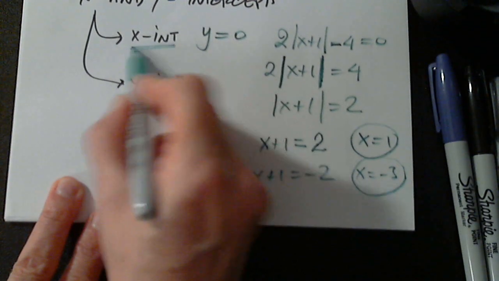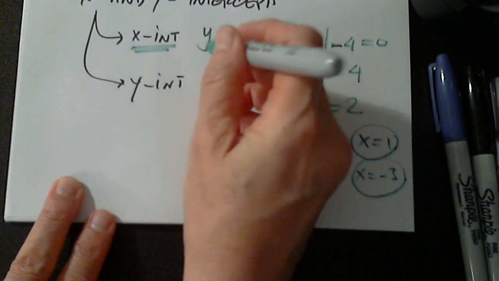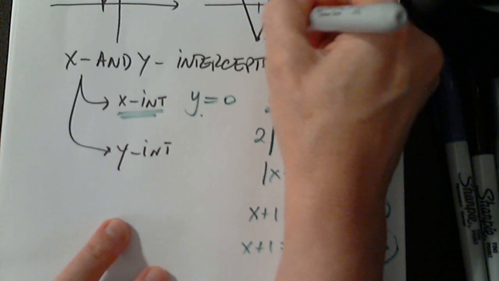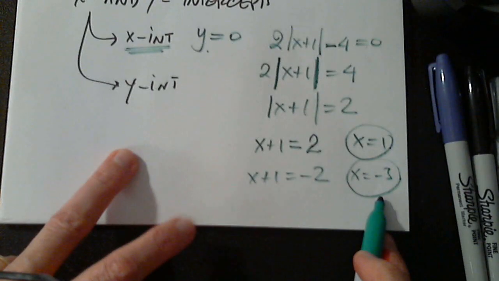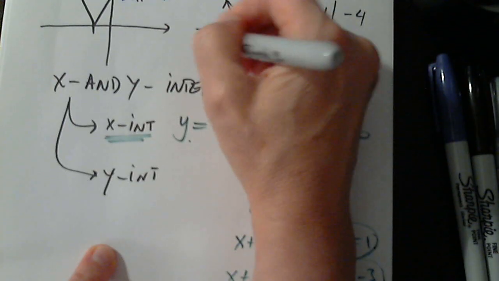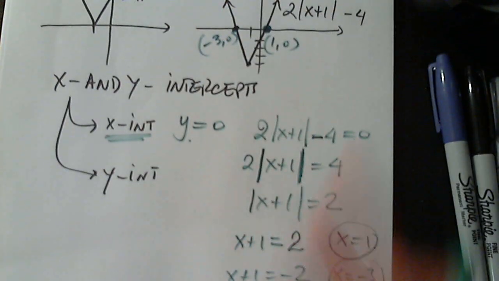So I determine the x-intercepts. 1, 0. Okay, sort of. I'm close. And negative 3, 0. Okay, I'm close. By chance. I didn't calculate anything.